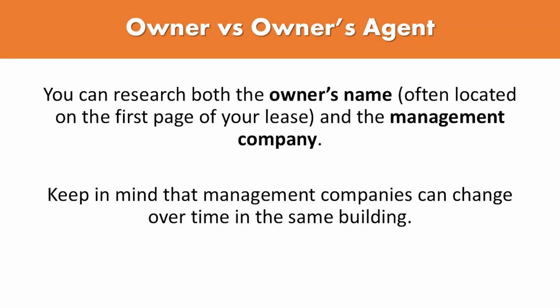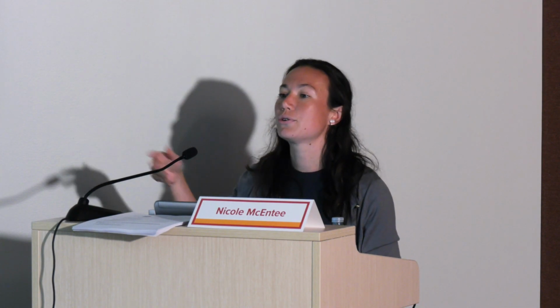When you're looking up this information online, you could look up both, right? You could look up the name of the owner and that management company to find out maybe how that management company operates, for example. You can research both the owner's name, which is usually located on the first page of your lease, in that first paragraph, and the management company. Keep in mind that management companies can change over time in the same building, right? Who's lived in a building where you've had a turnover of management companies? Yeah, right. That happens frequently, actually.